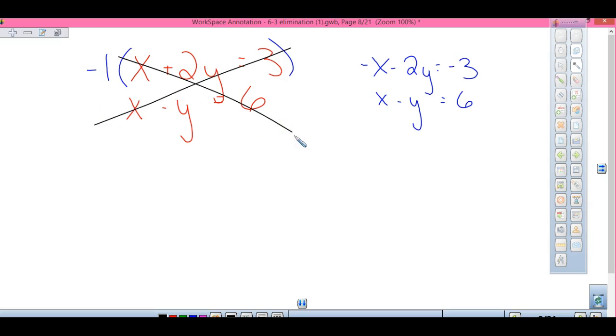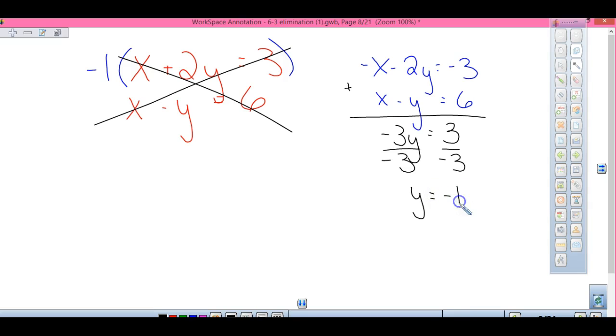Now I'm working with this. Because now do I have one positive and one negative coefficient? Yep. So what happens to my x's? They cancel. Negative 2y plus negative 1y. Negative 3y equals 3. Divide by negative 3. Y equals negative 1.